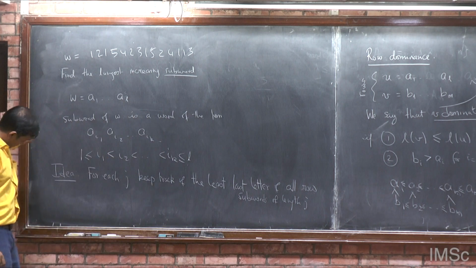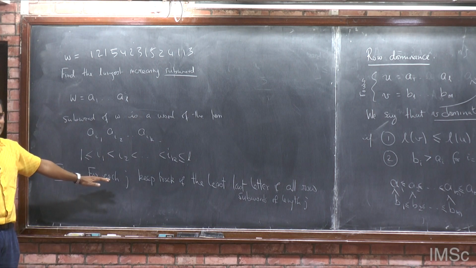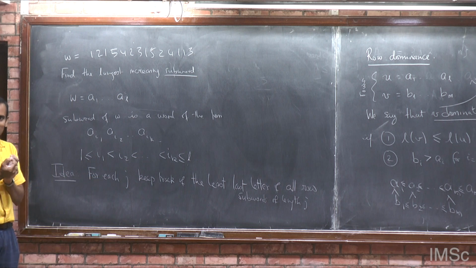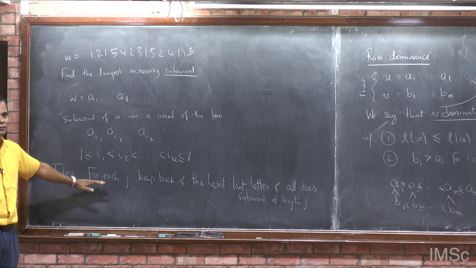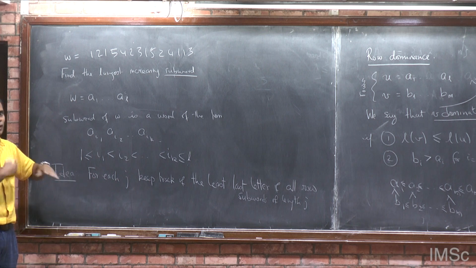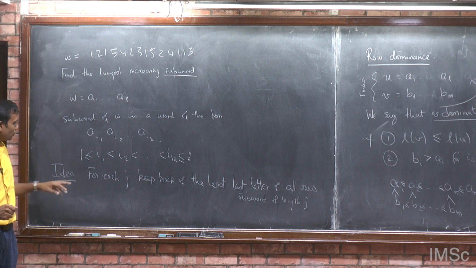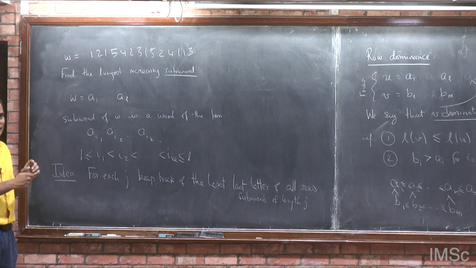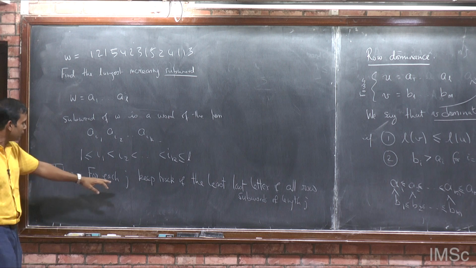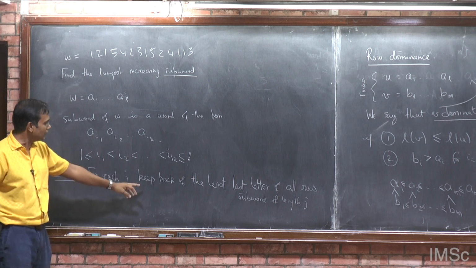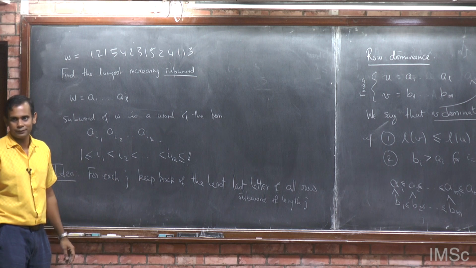Now, my claim is that if you keep track of this, then at each stage when you read a new letter, you can just update this table of data and move on to the next step. And in the end, for each j, you would have figured out the least last letter of all row subwords of length j, and the longest j for which such a subword exists would be the length of the longest increasing subword. Here I mean you keep track if it exists. If it does not exist, you should know it does not exist.